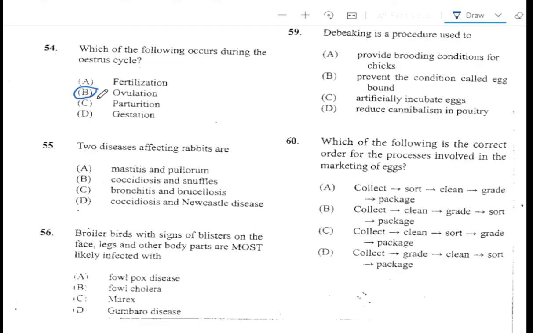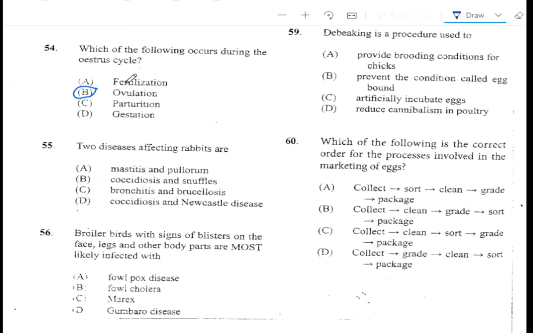Alright, so the oestrus cycle means the heat cycle. So when the animal comes on heat, it means that they have released an egg, right? And they want that egg to be fertilized. Alright, so fertilization here is when the egg is joined by a sperm. C. Parturition is the act of giving birth. Gestation is the period between conception and birth.